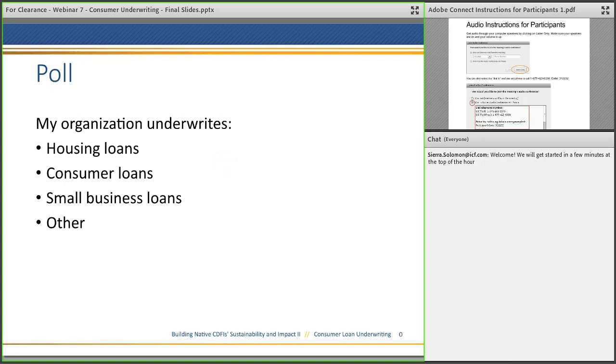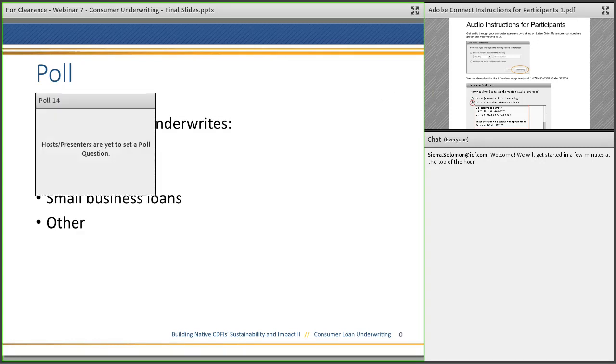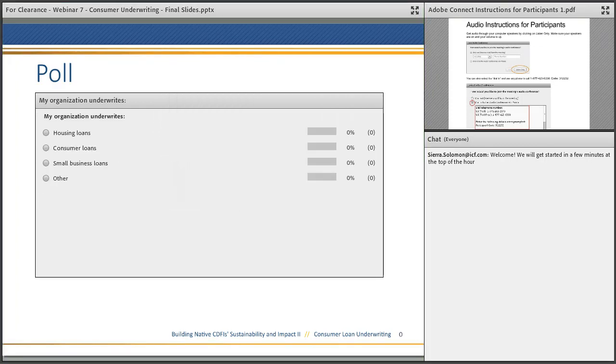Then another quick poll, just trying to get a sense of what kind of underwriting your organization currently does. We've divided this into the 3 major lines. Consumer loans could be anything from a credit repair loan to an auto loan. Some CDFIs do an employee loan program, offering an advance on a paycheck for tribal employees. Or small business loans, which would be inclusive of microenterprise as well. If you're doing loans to artists or agriculture loans, we would classify that under small business.